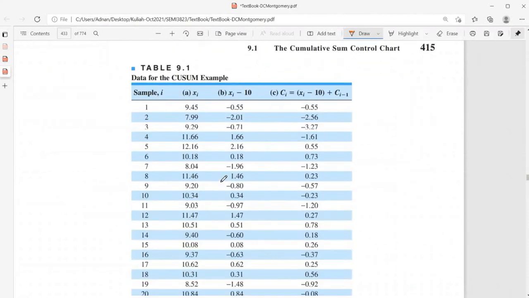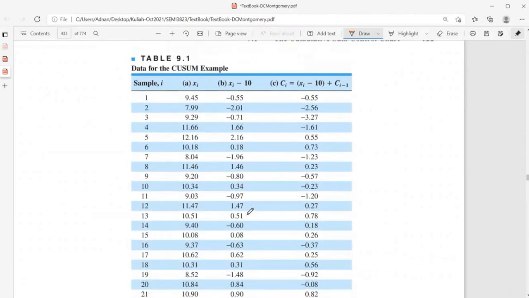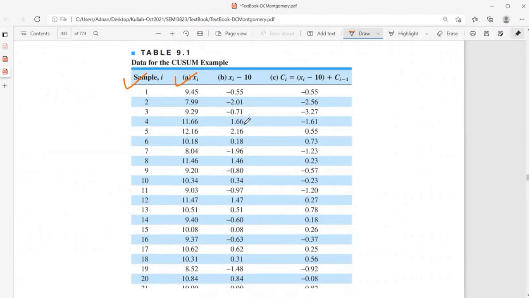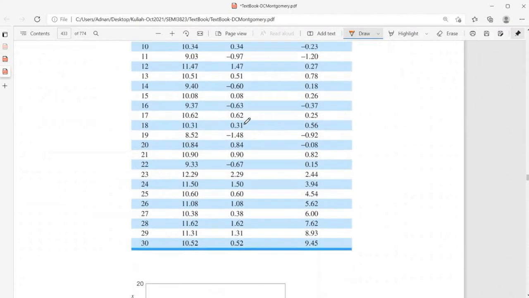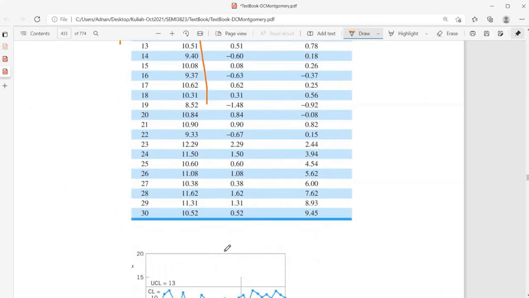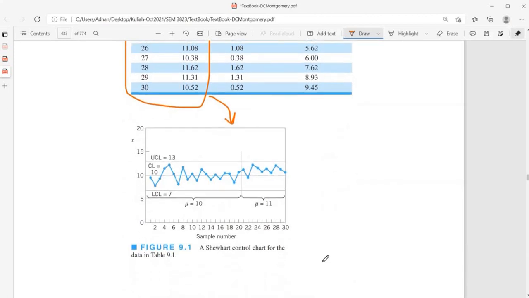This is an example. Let's say you have this sample, and these are the measured values for 30 data. You have this data, and then you plot it in this chart. So we will see that.